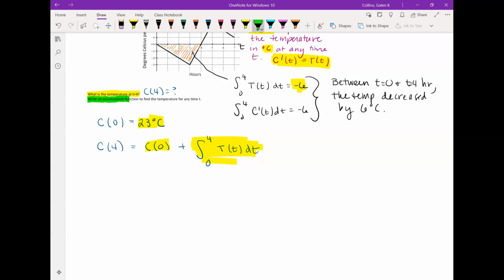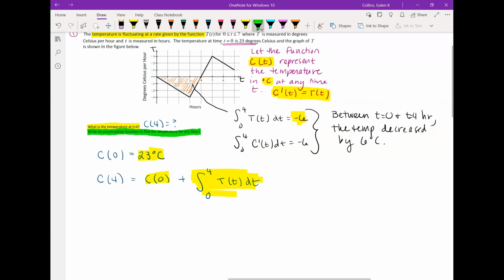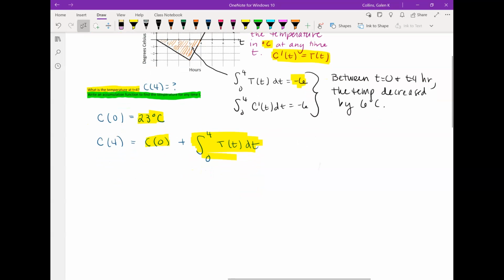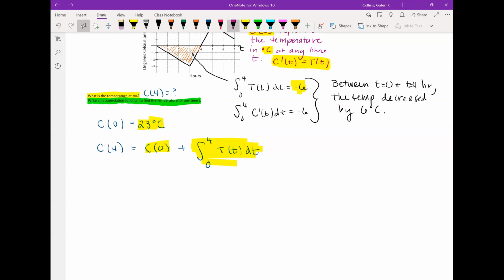What I'm worried about is the second question. If we wanted to write a function so that we could find the temperature at any time t, like if I want to be able to find the temperature when t is 1.7, we could do that, and that's an accumulation function. It's based on the equation we wrote, except I'm going to replace the 4 with t. My starting value would still be the thing I know, so C of 0.